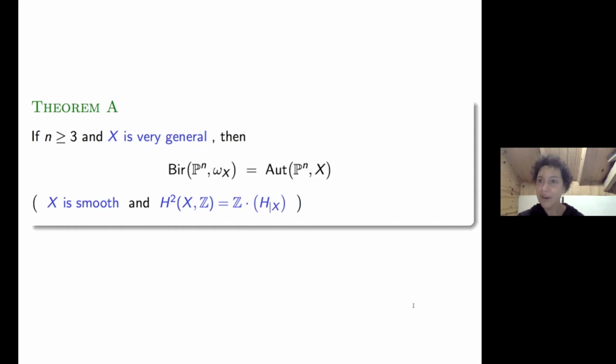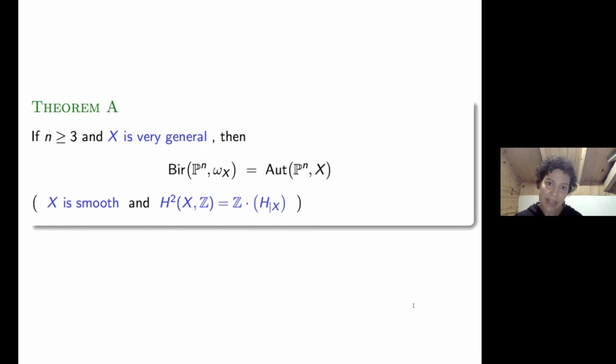And when I say very general, maybe I should explain what that is. So we have this projective space of coefficients in my equation that defines my hypersurface. And when I say very general, I mean that there are countably many proper closed subsets that I have to remove in order to make sure that this condition is satisfied. So this is what we mean by very general, the complement of countably many proper closed subsets. Okay, so this is the first theorem.